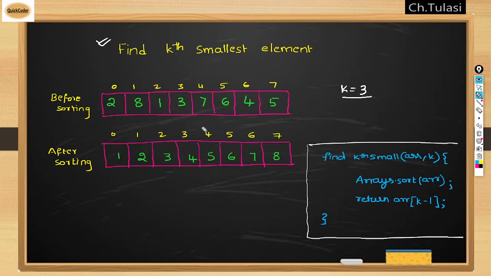What students usually do is first sort the array. After sorting we get this array and return the element at index k minus 1, as we have 0-based indexing. If we want the third element, we get the element at the second position. But the interviewer asks for a more optimized solution.